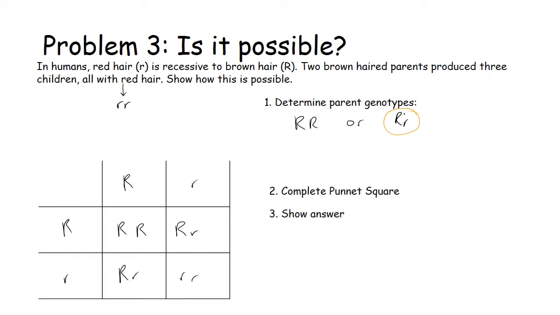Now, if we're going to answer the question, what I would expect of you is to complete the Punnett square, perhaps even circle the recessive trait, since that's what the question is actually referring to, and you just write one sentence to say how it is possible. So you can say something like, a red-headed child is possible with two heterozygous parents. That is all I'd expect.